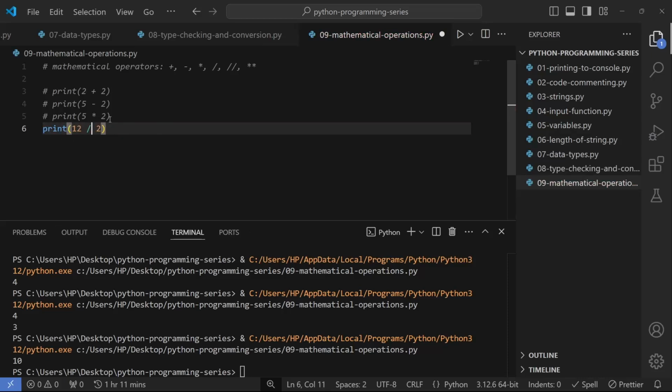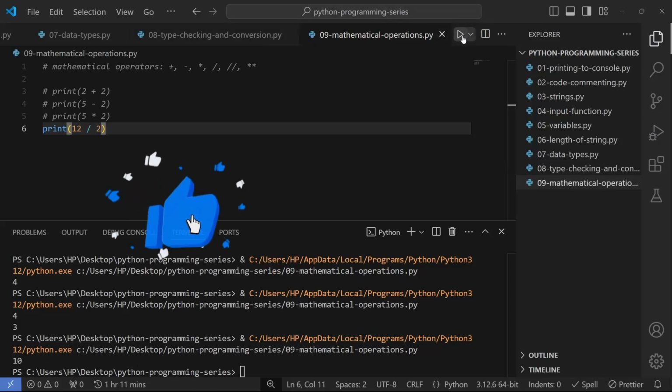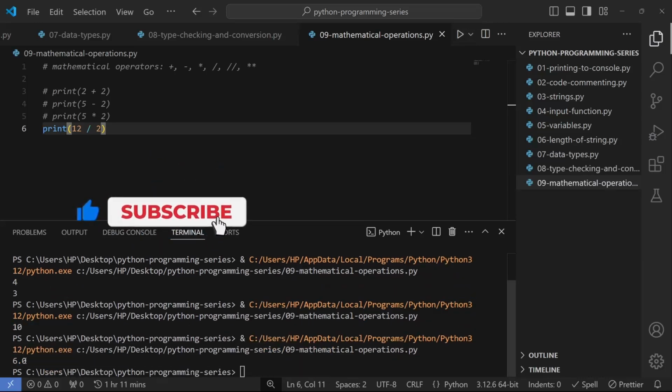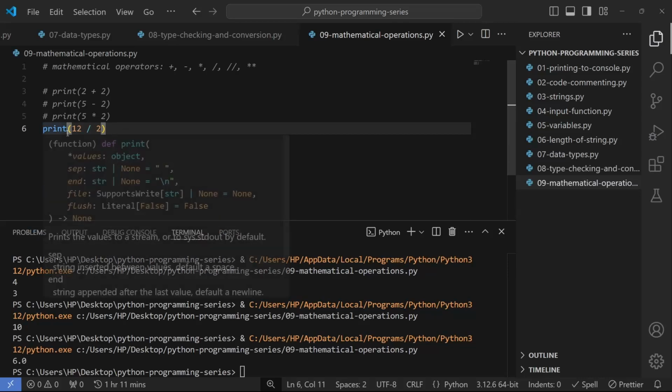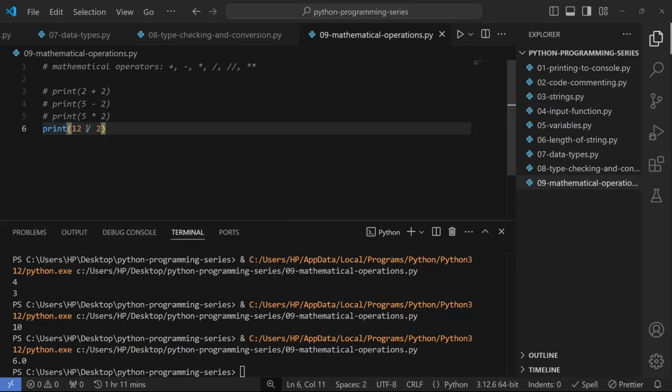So 12 divided by 2 is going to give you 6. You get that right. If you run our code, we are going to have a 6 as 12 divided by 2. Okay. So rather than having 6, we have 6.0. That is to tell you that division operations will always return a floating point number, unlike others that will return integer.